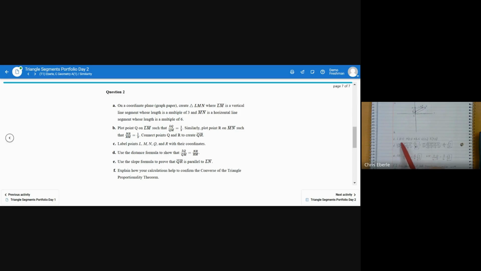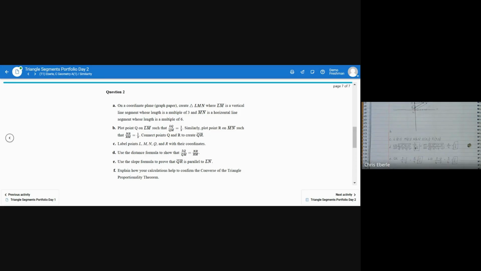And what I've done is I've labeled, here, I'll make this a little bigger so you can see it better. So I've labeled this LQ over QM and NR over RM. And so I've found the distance formula for each one. All right, and then I reduced it. So this was 2 over 4, which I reduced to 1/2. Okay, so that's part D.